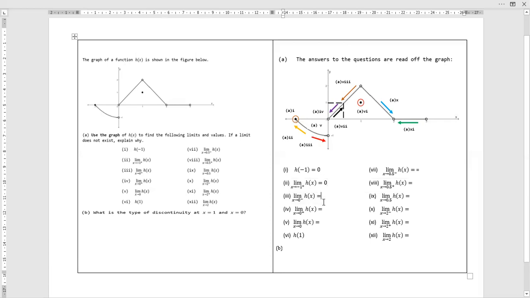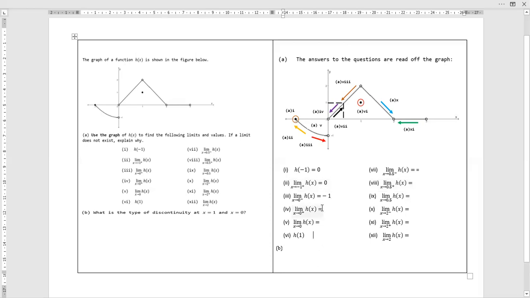Right, we go on to the third question. The third question is asking us, what is the limit of h of x as x is approaching 0 from the left side? We are still on this piece here. So we follow the light red arrow. And from the graph, it can be seen that the function tends to -1.